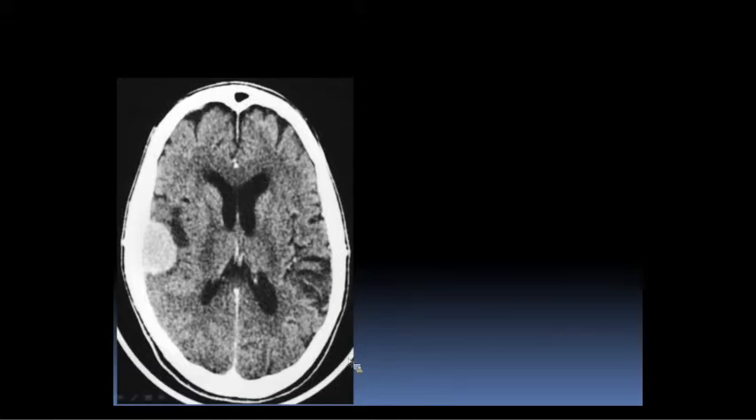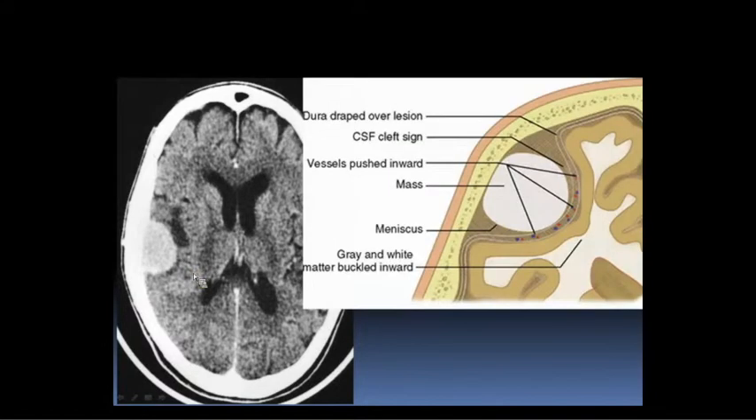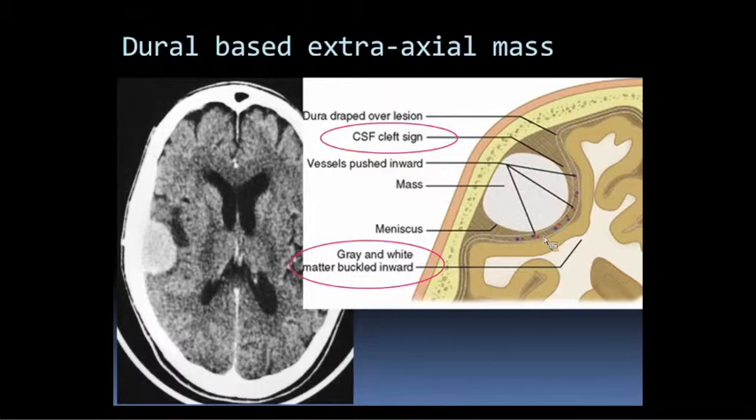So this is also an extra-axial mass, and here we do see the gray-white matter junction pushed away from the mass, but we also see another useful sign, which is called the cleft sign. You see this little bit of curvilinear fluid-like density, and that's essentially you visualizing a little bit of the subarachnoid space between the mass and the gray matter. So if you see a little bit of CSF cleft, that also tells you you're dealing with an extra-axial mass. These things can help us. Then we know right away that this is an extra-axial mass.